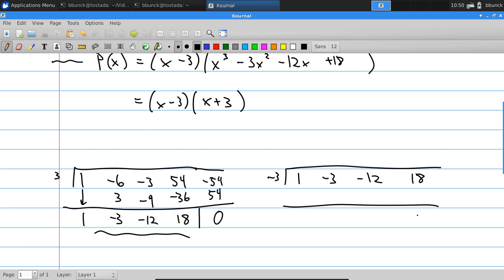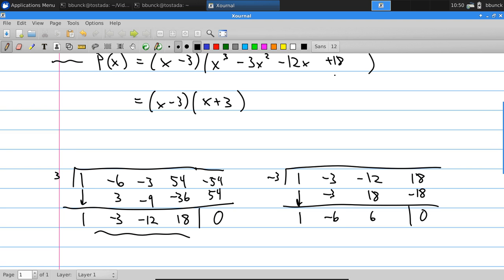Now again, that didn't look too good. Again, we know x plus 3 factors out, so we should get a remainder of 0, but we'll go ahead and do the division anyway and see what happens. So we drop down the 1. 1 times negative 3 is negative 3. Add here and we get negative 6. Negative 6 times negative 3 is 18. Add here and we get positive 6. And 6 times negative 3 is negative 18, and of course when we add those together we do get 0. So x plus 3 does factor out.